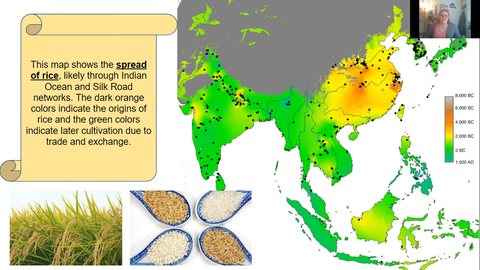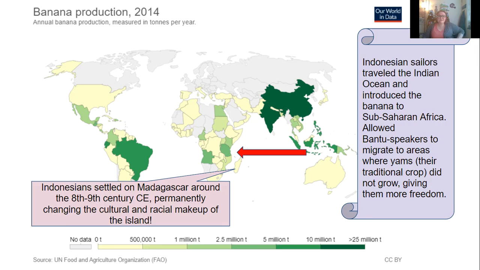So this map actually shows you how rice spread from China throughout the rest of Asia. And the greener or the more blue it is, that means that it hasn't been there for that long. Pretty stinking incredible.